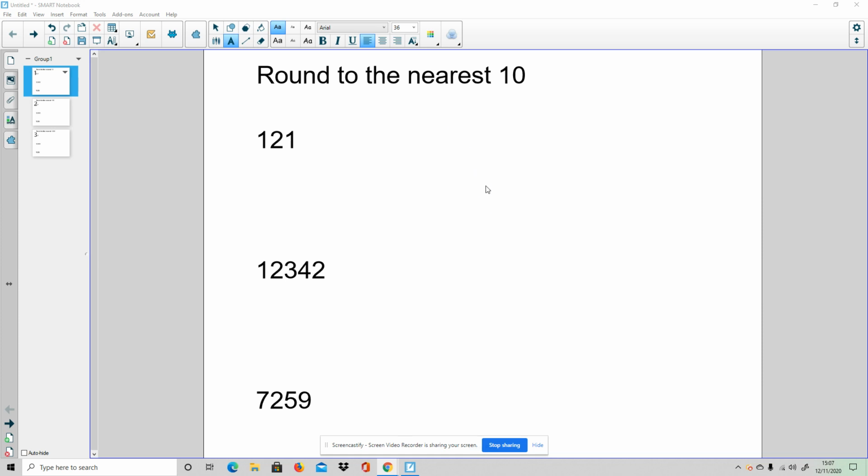Hi, Year 7. I just wanted to do a quick video because a few of you were saying that you were finding the Sparks homework this week a little bit tricky. Okay, so we're just going to do a quick recap of rounding to the nearest 10, 100 and 1,000.